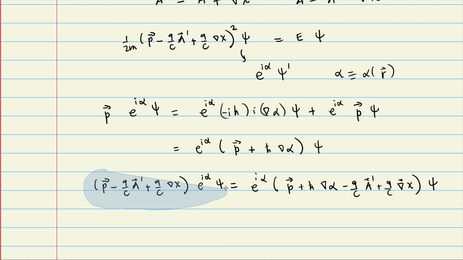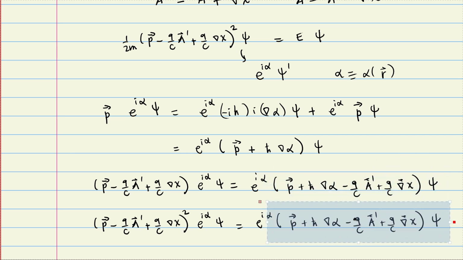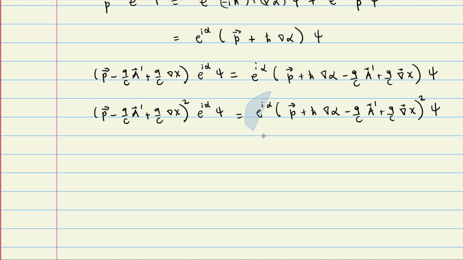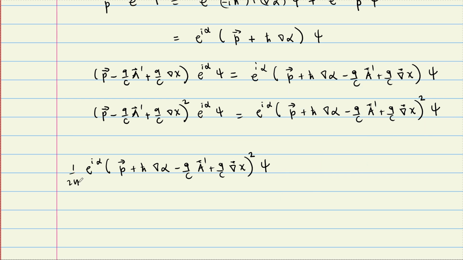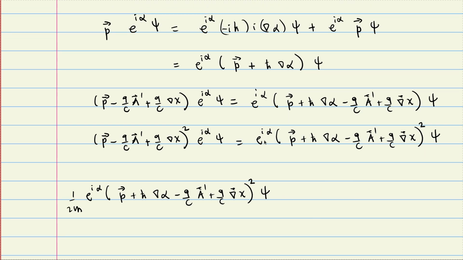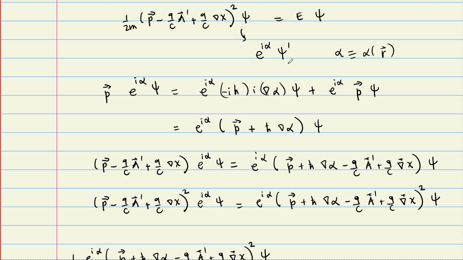And if I do it twice, so this is the square, it's going to be e to the i alpha, just the same thing, squared. Then the Schrödinger equation becomes 1 over 2m. I think I forgot the psi prime here. So this is e to the i alpha psi prime. I think these are all primes, because I want to write the Schrödinger equation in terms of prime coordinates.